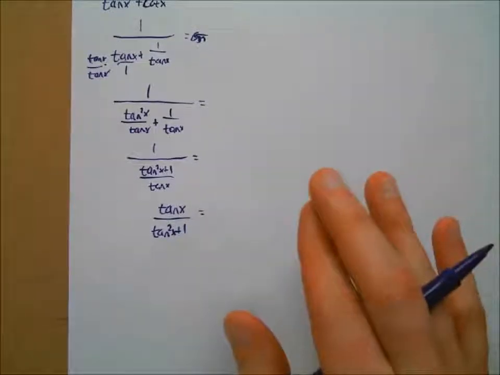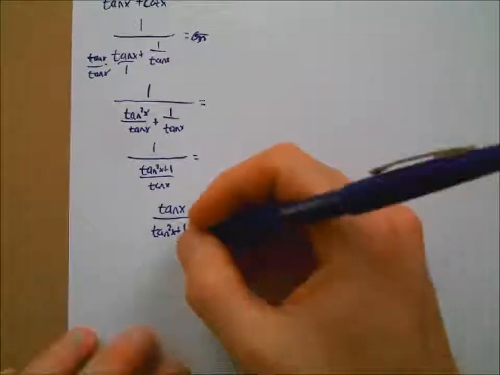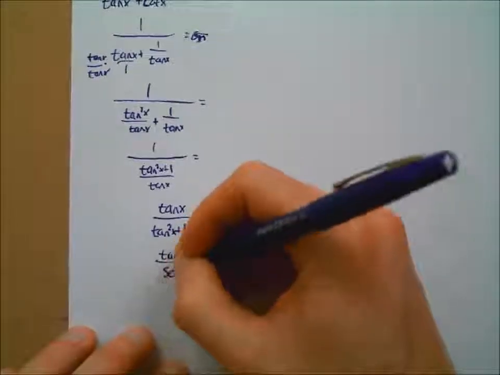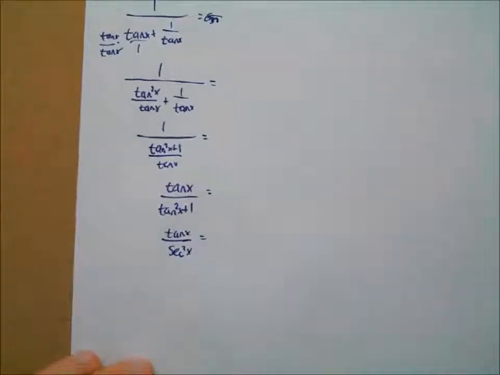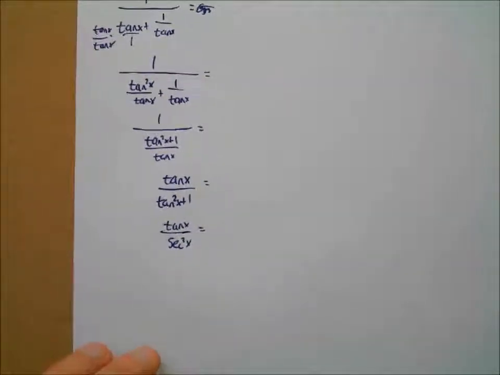But what's tangent squared of x plus 1 the same as? Secant squared x. Okay, again, that's another Pythagorean identity for those of you that weren't here on Friday. Okay. We're awfully close. Awfully close. What might be a good next step here?